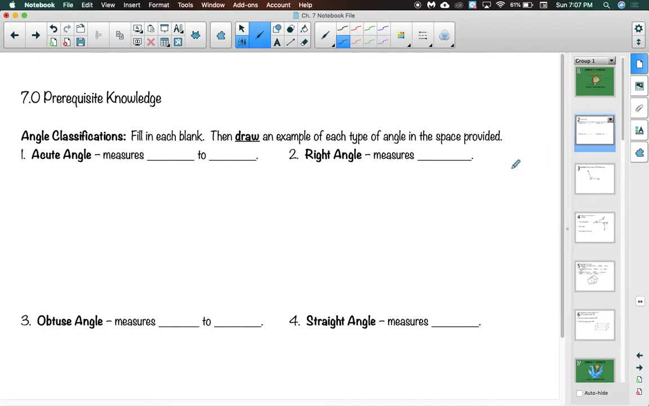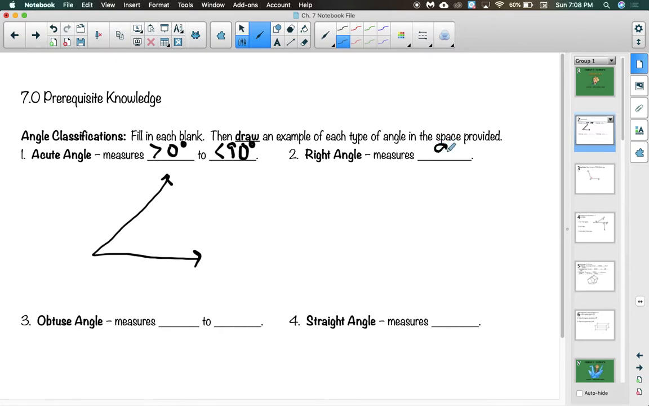And classifications are ways to group angles with other angles that have similar qualities. So our 4 classifications are acute, right, obtuse, and straight. And you're probably very familiar with all 4. Acute angles are greater than 0 degrees and less than 90 degrees. If we want to draw an example, we would draw an angle that is less than 90. Don't forget to put the arrows at the ends of your angles to show that those rays go on forever.